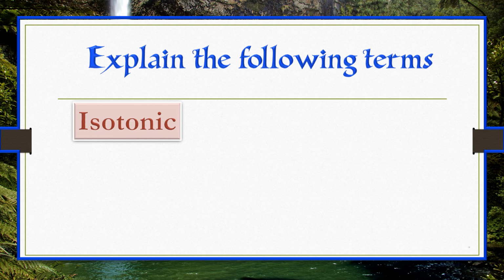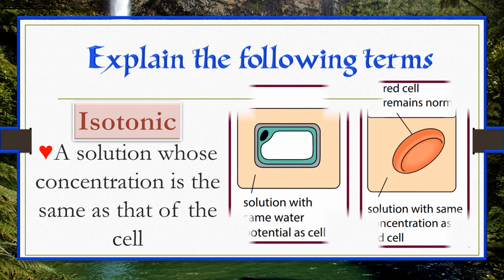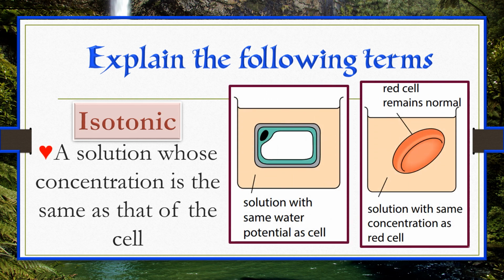Isotonic. This is a solution whose concentration is the same as that of the cell. In plant cells, the solution in the water has the same water potential as the solution in the cell.